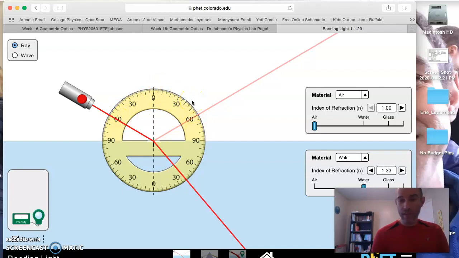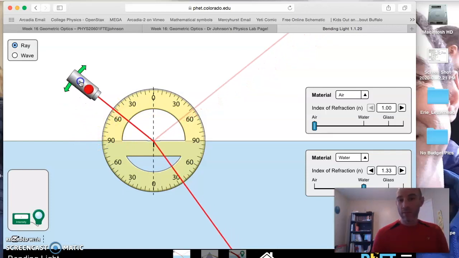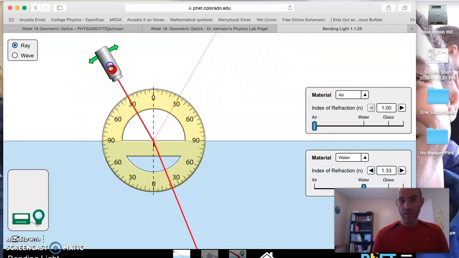It's a tempting mistake to look at this 30 degrees and call that the angle of incidence, but that's not the one we're talking about. For the purposes of our calculations, it's the angle from the normal. So don't forget that. That's important.